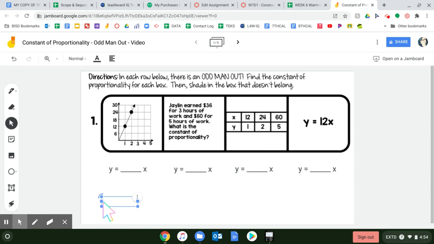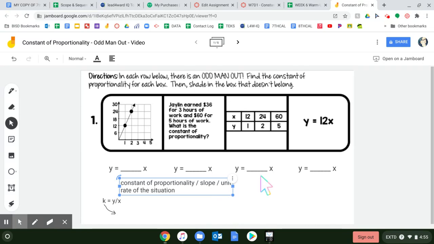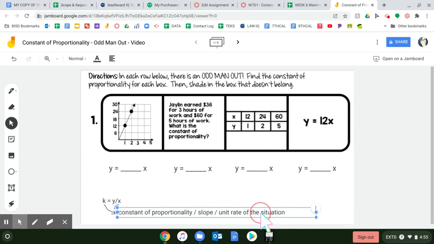So, the first thing we need to review is how do you find the constant of proportionality? The formula is k equals y over x, where k is your constant of proportionality, which is also your slope, and it's also the unit rate of the situation. So the more you learn about what this is, you'll realize that these all are the same thing. Okay.